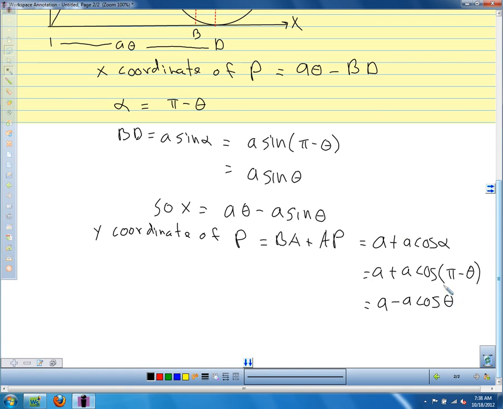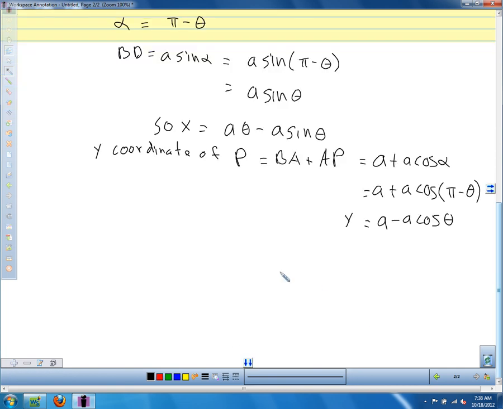Yes. I wrote theta and I said alpha. A cosine theta. So that's our second pair for our parametric equation. So we have our parametric equations: x equals a theta minus a sine theta, and y equals a minus a cosine theta.